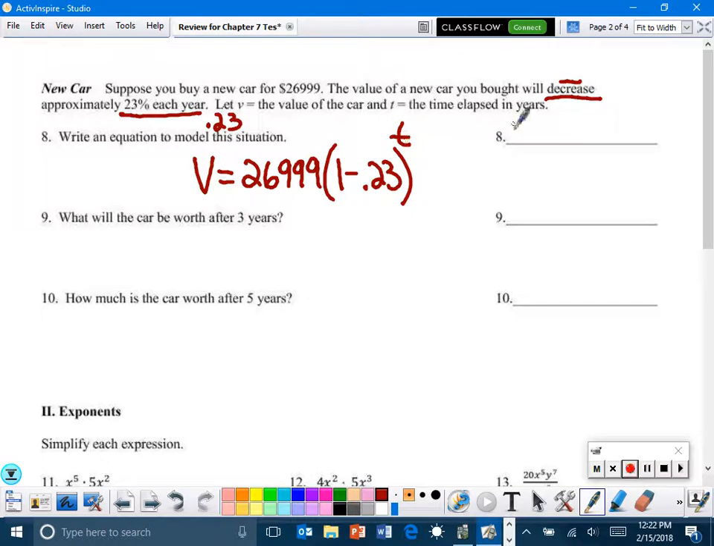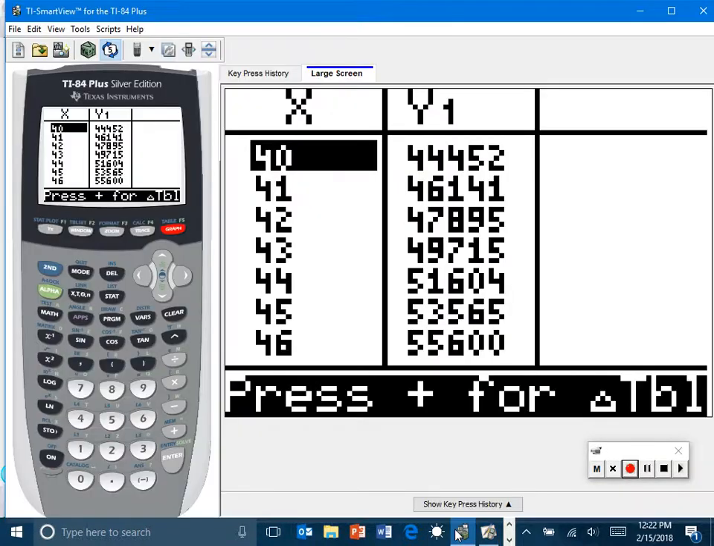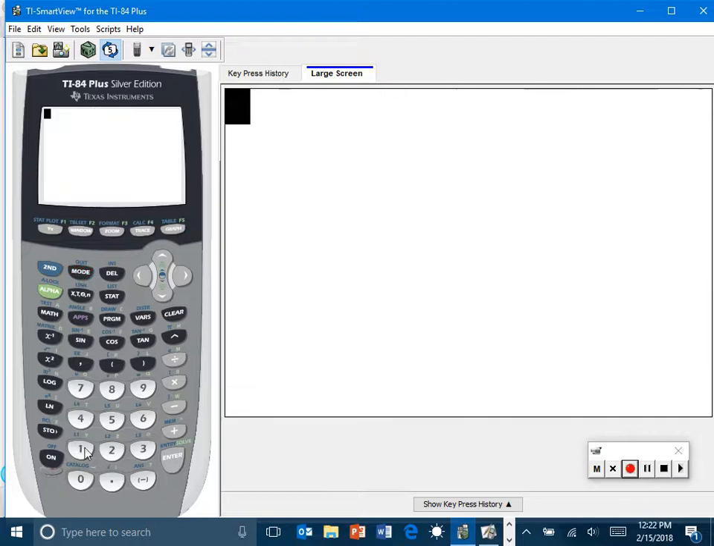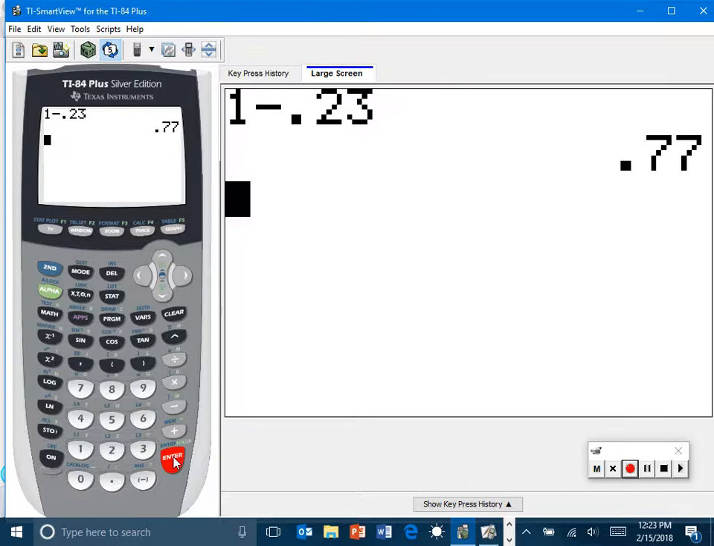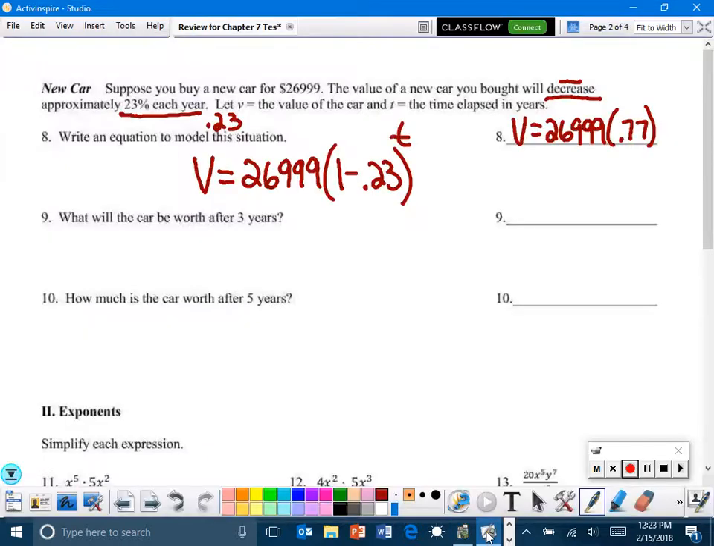Okay, I'm going to shorten that up. So the value of the car is $26,999 times 1 minus 0.23 is 0.77, to the T power.